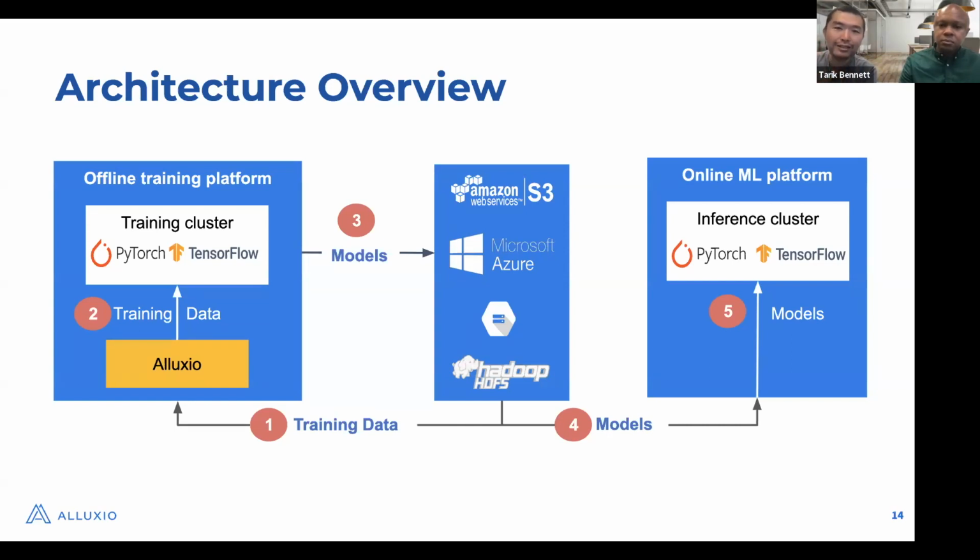They will load the model. As I mentioned, the model could be very big. So maybe they have 10,000 nodes, 10,000 servers running on their online cluster. They will probably load the model at the same time, because they want to get a new model quickly, fetching it from the underlayer storage to their online inference cluster. So I think that's the data flow of our architecture.